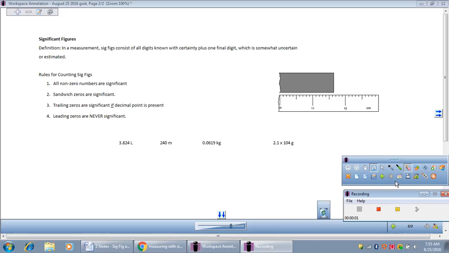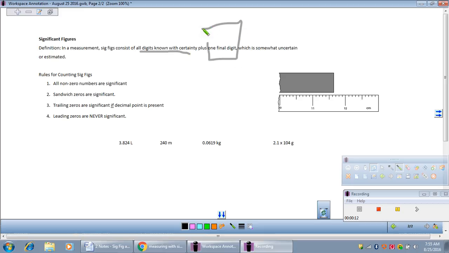Okay, this recording is about significant figures and why they're important. A definition for significant figures is: in a measurement, the significant figures consist of all digits known with certainty plus one final digit, which is going to be your estimation. Well, what do I mean by that?